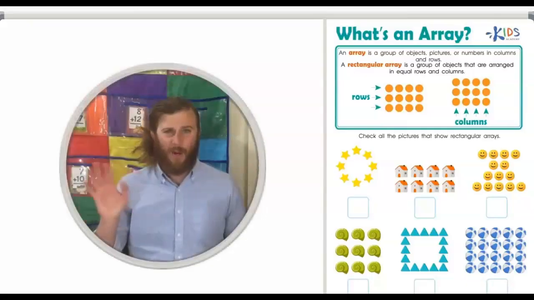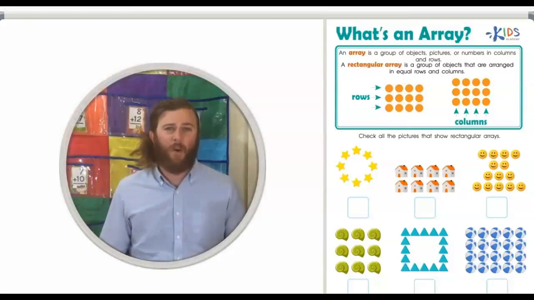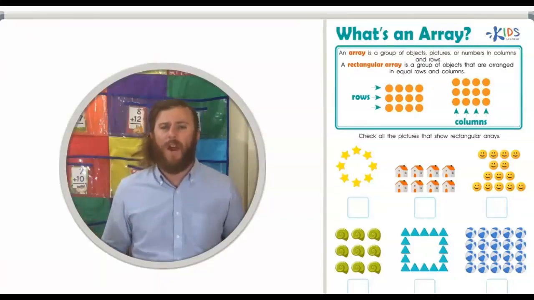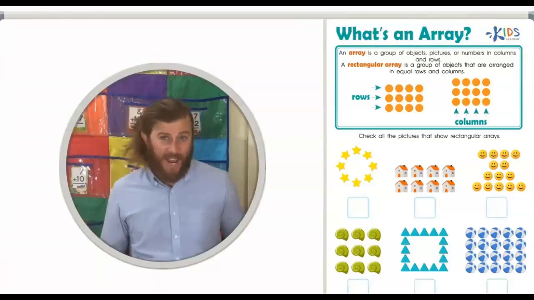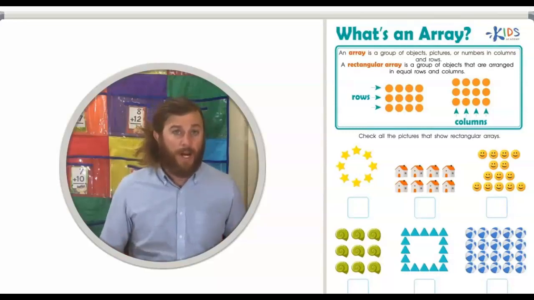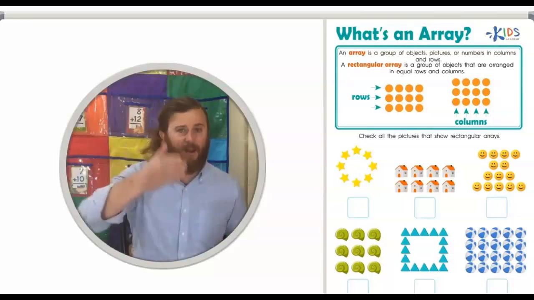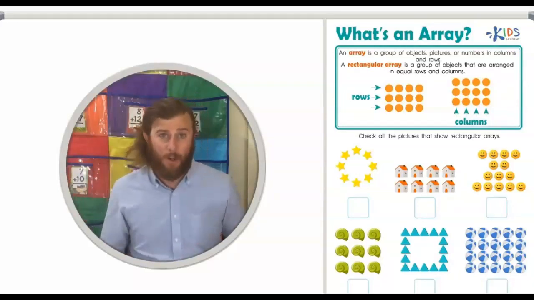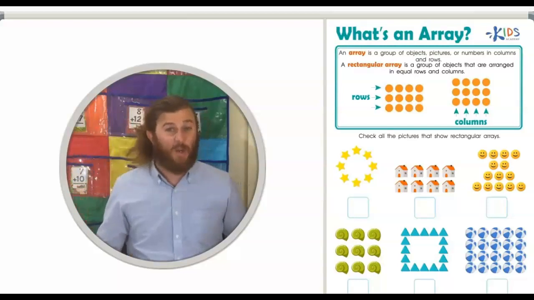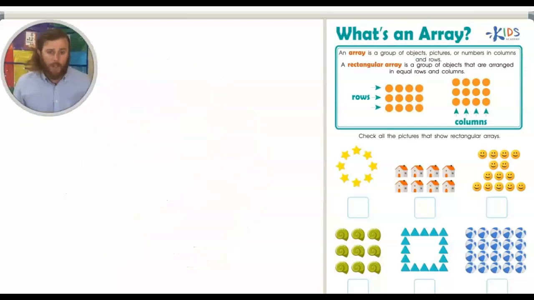This is Teacher Mike with Kids Academy, and today I'd like to teach you about arrays. But before we get to today's worksheet, let's talk about what an array really is. An array is just a group of objects, pictures, and numbers that are arranged in rows and in columns. And a rectangular array is an array that is arranged in equal columns and rows. And it also takes the shape of a rectangle.